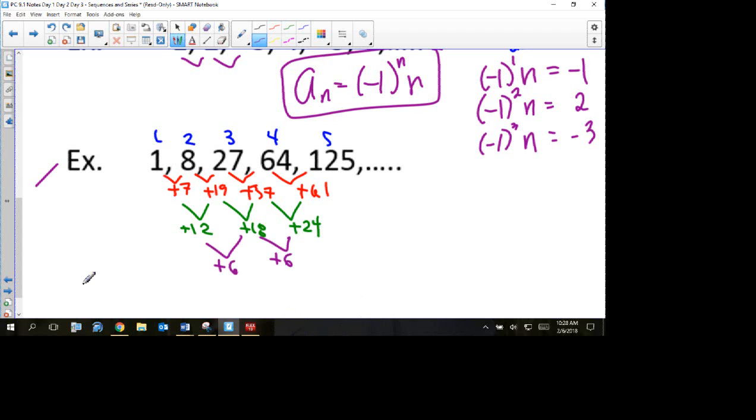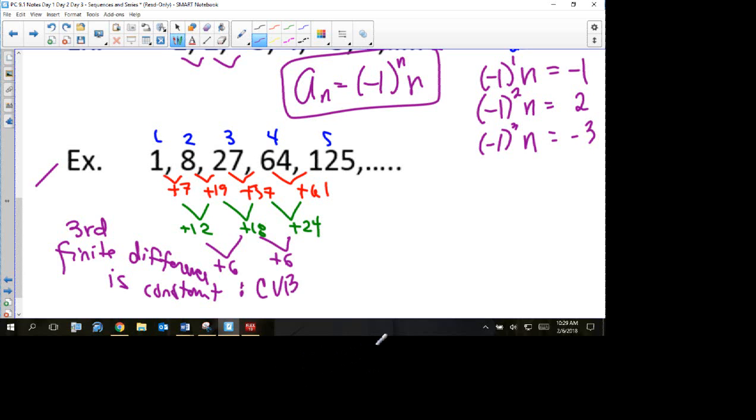So what I have here is the third finite difference is constant. If you were not able to recognize that formula right away, try finite differences. And if you get to the third finite difference being constant, that tells you this is going to be a cubic equation. That tells you we're going to have n to the third somewhere in our formula.